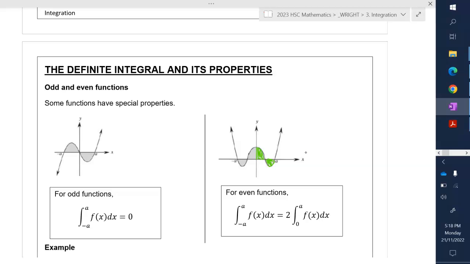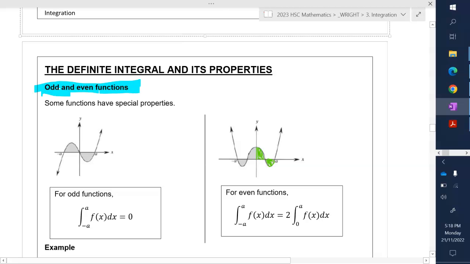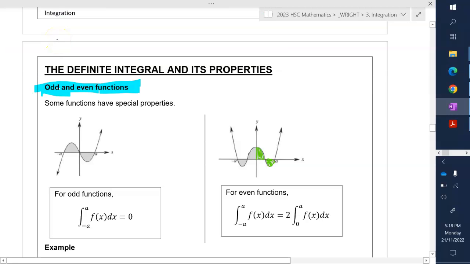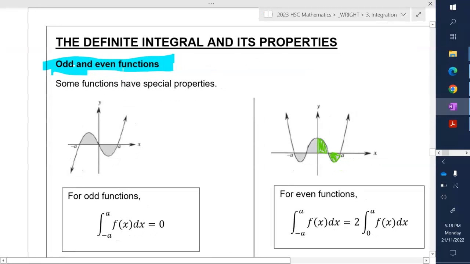But there's some interesting things we need to take into account depending on whether they're odd or even functions. And that one is something that you might find very useful. Okay, so let's have a look at our first one. Okay, so here's a function here. It is an odd function.